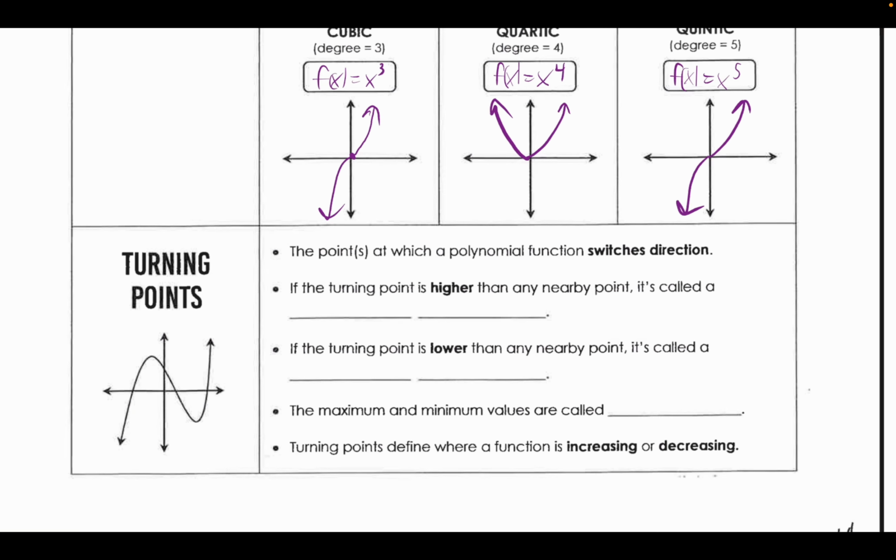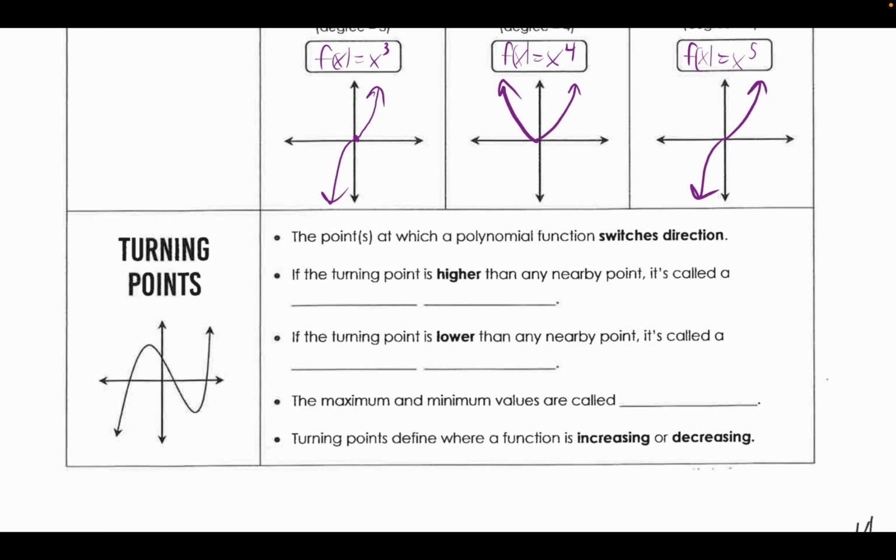So let's talk about turning points. Turning points are the points at which a polynomial function changes direction. So for example, it'd be this and that, those 2 points on that graph, where it goes from left to right, up, up, up, up, up, and then turns to go down, down, down, down, down. And it goes from down, down, down to up, up, up, up, up.